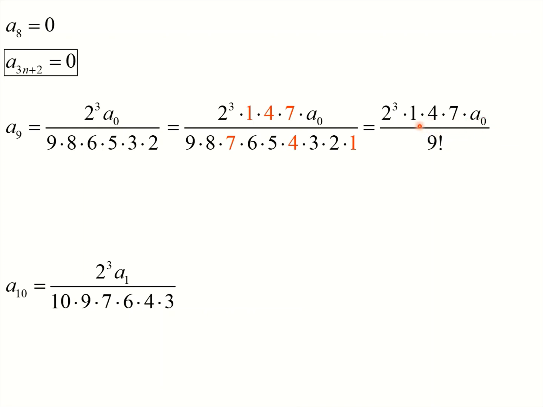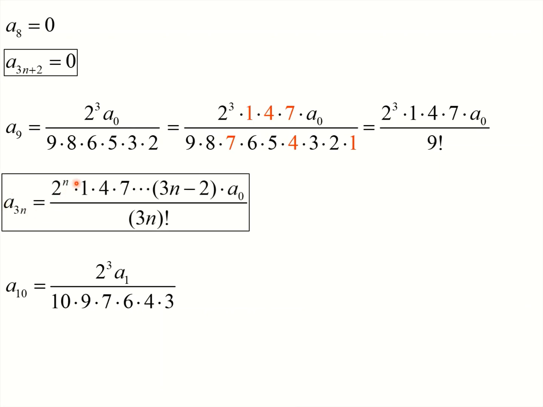So this looks like it goes to 3n minus 2, because 7 is 2 below 9, and this is 3n. So this is me trying to figure out the pattern, so I can rewrite this, and that's what I'm going to do now. Rewrite this so it says 2 to the n, 1, 4, 7, dot, dot, dot, 3n minus 2. That's what the 7 is, and you can put a 3 in for n and see that's what you get. You get up to 7, and then you have an a naught over 3n factorial. So that is the formula. This is the most difficult part of these problems, is finding the patterns.